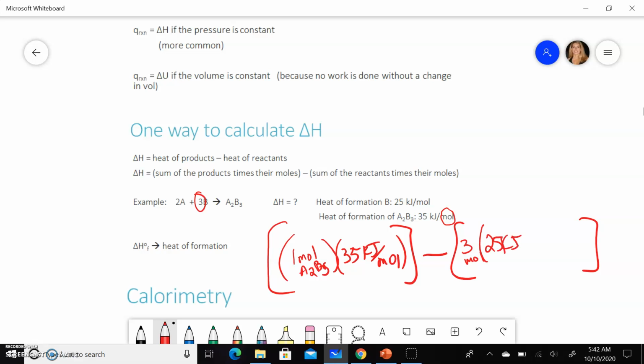And for your homework, you're going to have to look these values up. There's a table in the back of the book that gives you these values, the heat of formation, which is the energy required to form it at 25 degrees Celsius to make 1 mole of it, or 1 atm if it's a gas.